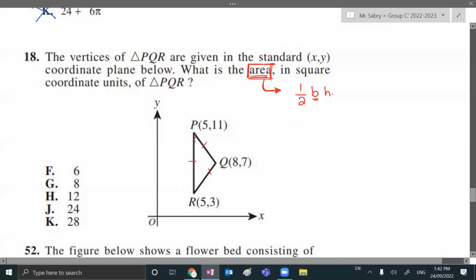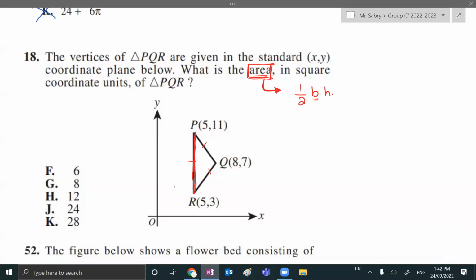PR, which is this vertical line, right? Good. So what's the length of PR? The length is... So where did it start and where did it end? Try to get the length now.